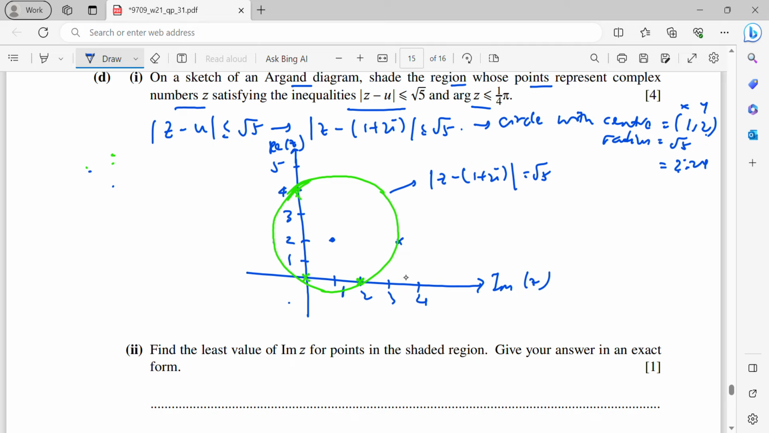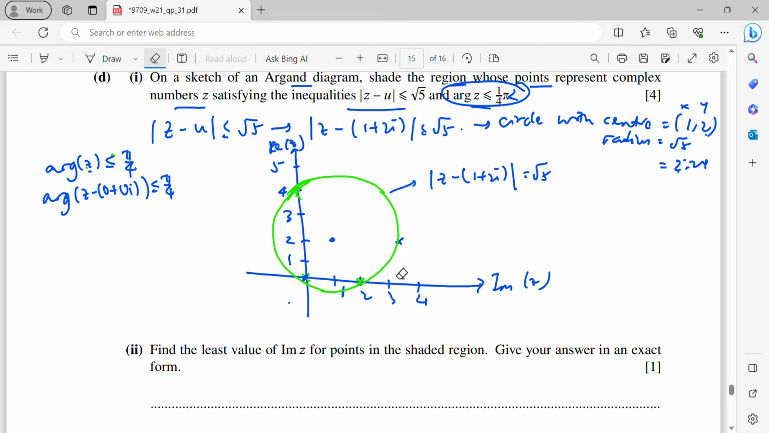So when it is less than or equal to, it means inside the circle. Okay, now another line is this. Argument z less than or equal to 1 over 4 pi. So argument z less than or equal to pi over 4. Which means our point is 0 plus 0i. Means that your point is the origin. Okay, make sure your circle touches the origin.